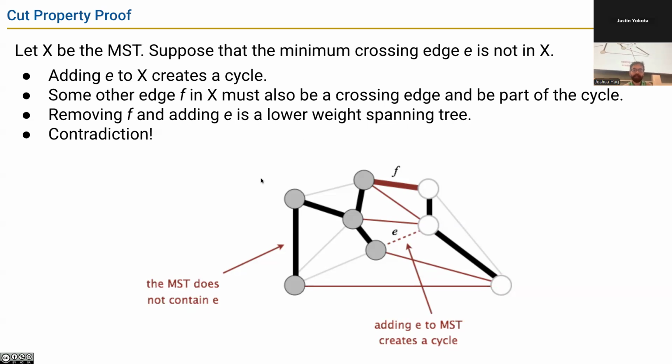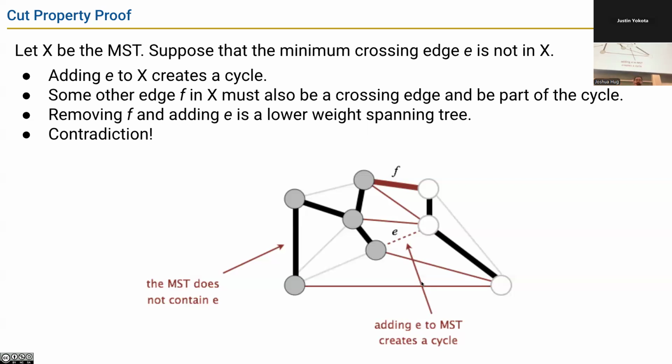Here's a little picture. This set of dark lines, including this red one, that is X. That's the minimum spanning tree. We're assuming that that's the minimum spanning tree. And now as an example, let's say we assign these vertices here to be gray and these to be white, just arbitrarily. And let's say that we have an edge E, which crosses the cut, the gray and the white, and it's not in the spanning tree. Here it is, look at it, okay?